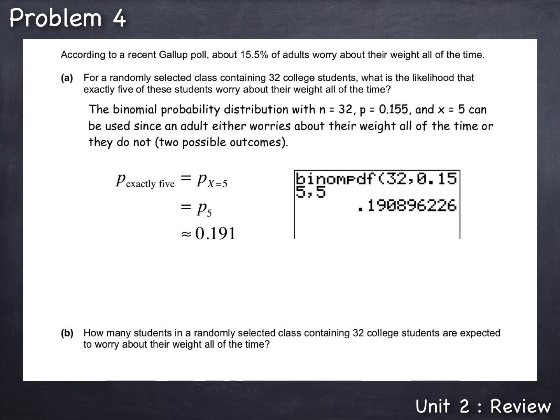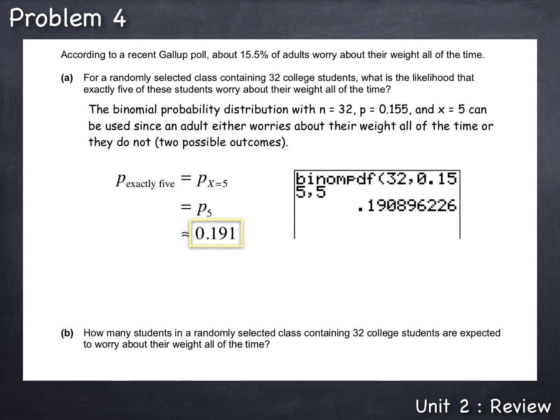So for this problem, we would do a binom PDF command where n is 32, comma, p is the 0.155, comma, and x is 5. Press enter, you get 0.1908. And since 8 is 5 or higher, the 0 would round up to a 1, and we get a value of 0.191 decimal carried out to 3 places. This gives us the 1 extra decimal place if we convert it to a percent of 19.1%.